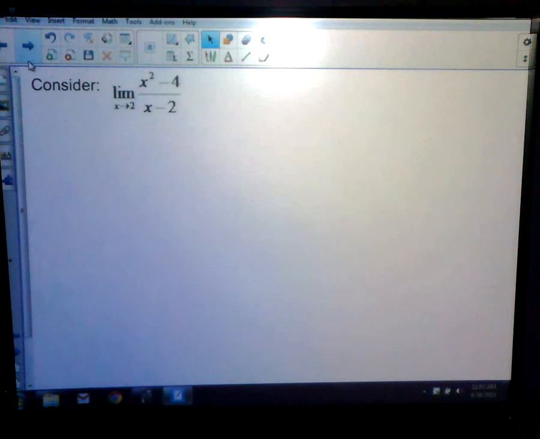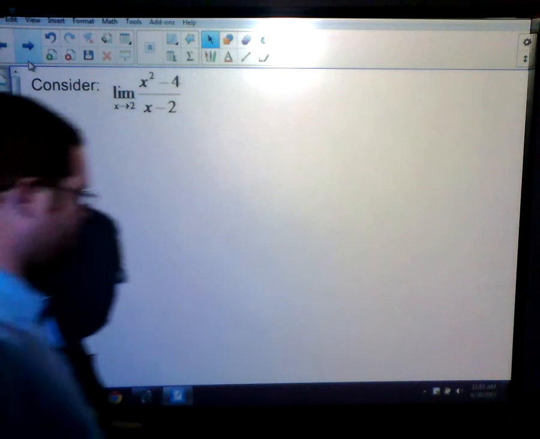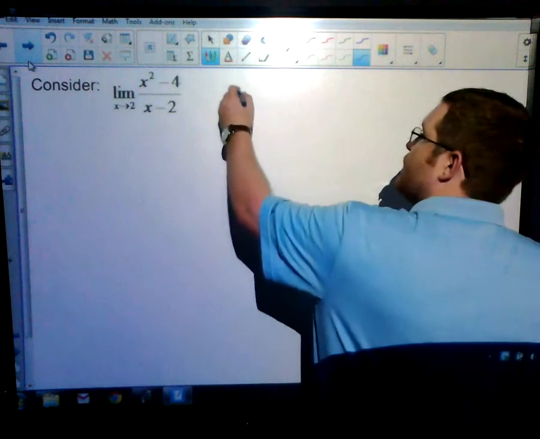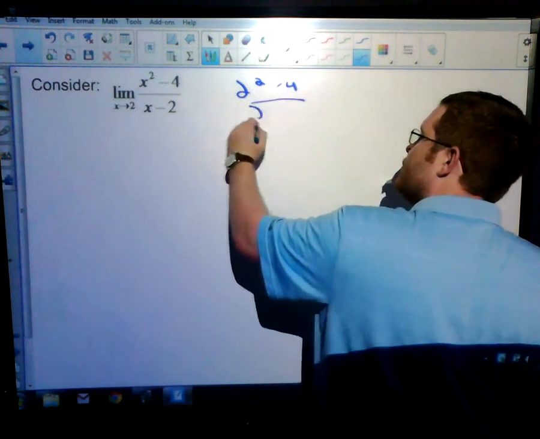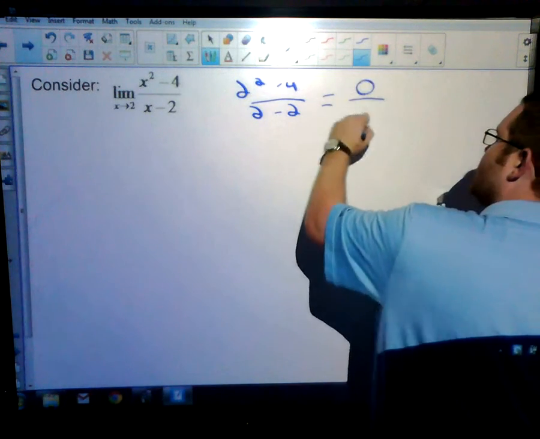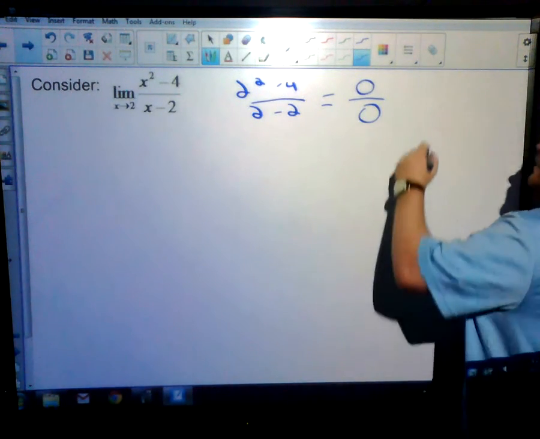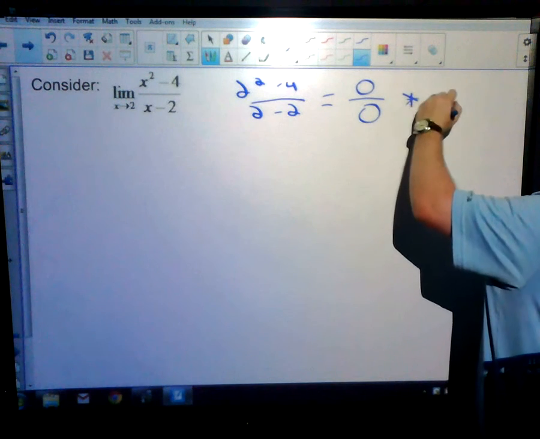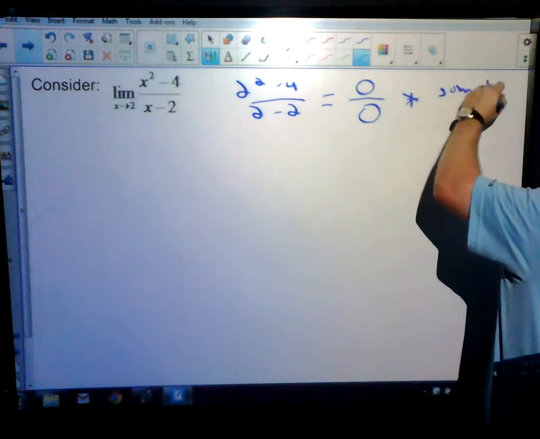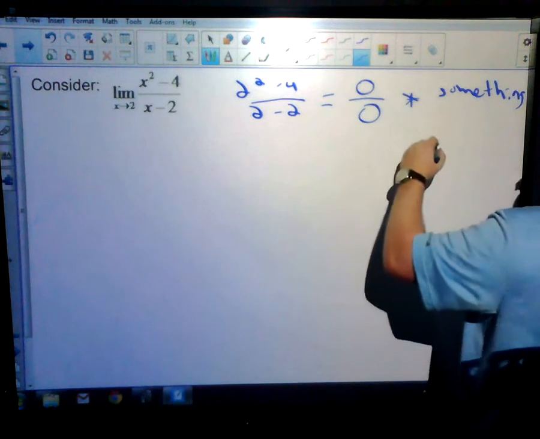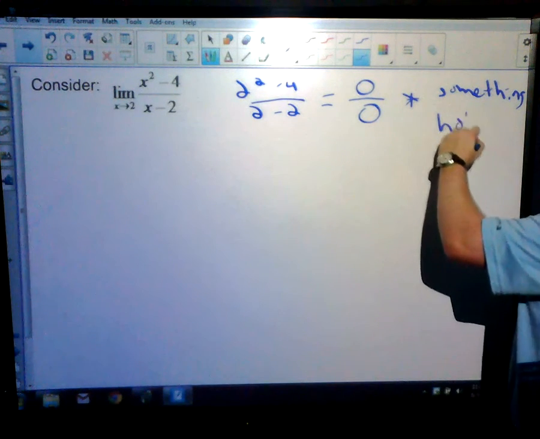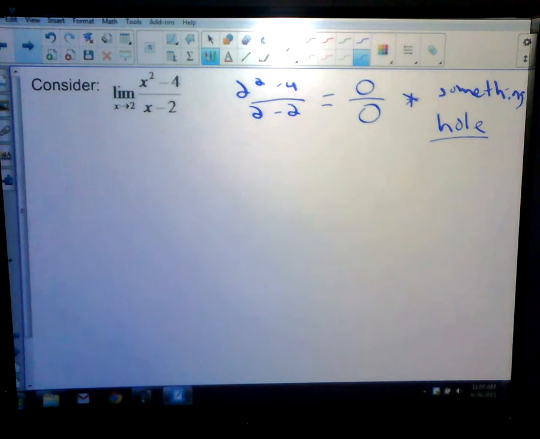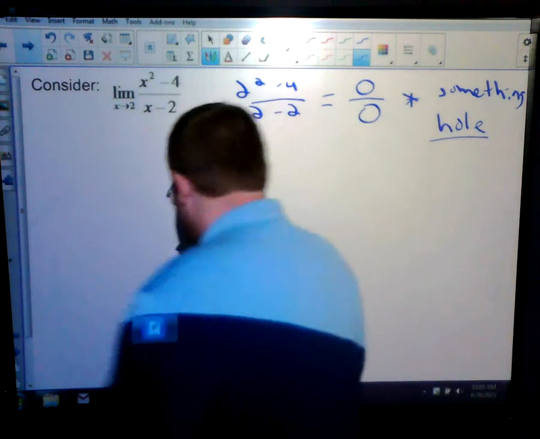Take a look at this problem. Limit as x approaches 2 of x squared minus 4 over x minus 2. So let's plug 2 in. You get 2 squared minus 4 over 2 minus 2, which is 0 over 0. This tells me something is going on, because this is a hole in the graph, not an asymptote. And holes have limits. So how would you have done this?